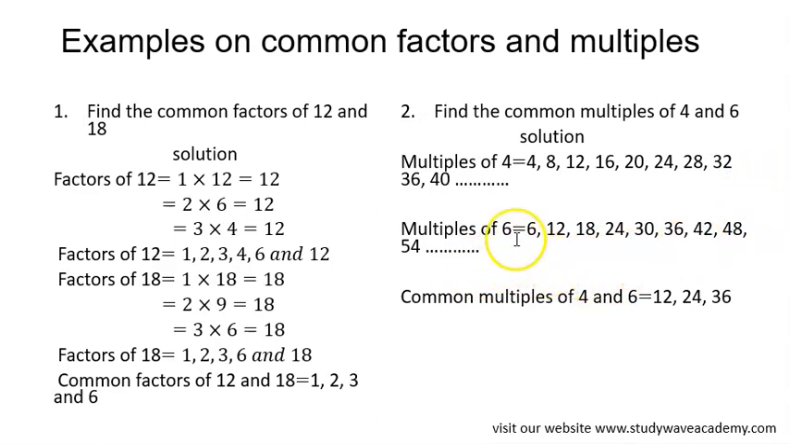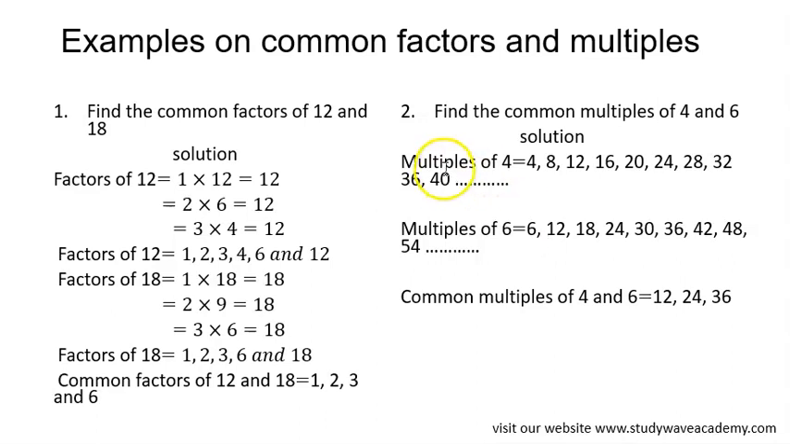Okay? Or you use the multiplication method. 6 times 1 is 6. 6 times 2 is 12. 6 times 3 is 18. 6 times 4 is 24. 6 times 5 is 30. It keeps on going. Okay? Now we have gotten some of the multiples of 4 and we have also gotten some of the multiples of 6. We are looking for the common multiple. That is the multiple that these two numbers have in common.